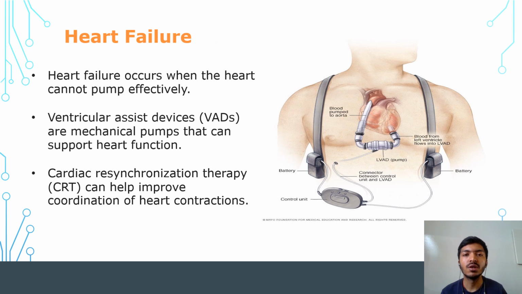Moving on to heart failure. We say the heart has failed when the human heart stops working or when the heart cannot pump effectively. That may be because of some blockage. So the ventricular assist devices are mechanical pumps that can support heart function. They help in pumping blood effectively. And also cardiac resynchronization therapy, CRT, can help to improve coordination of the heart contractions.